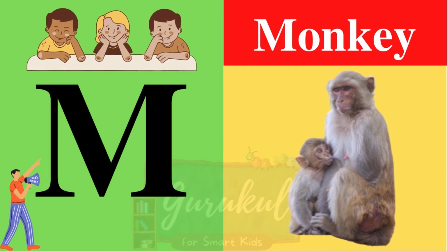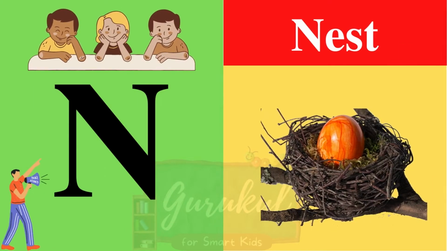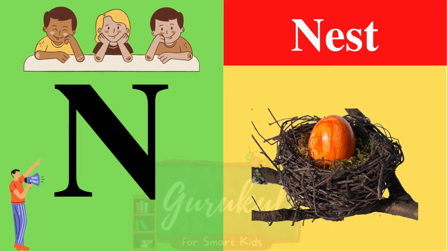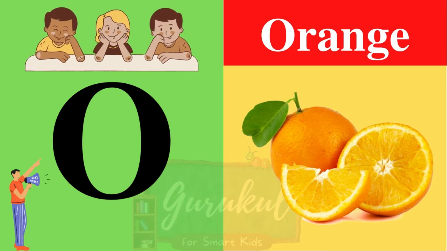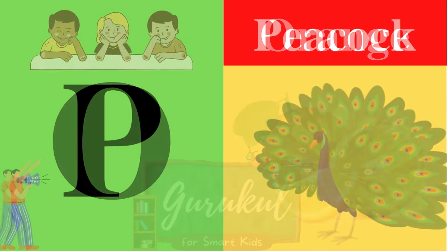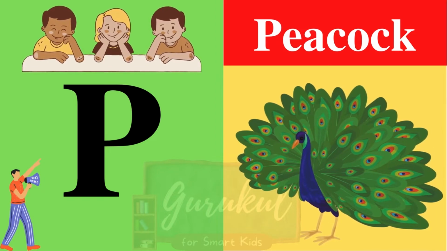M for monkey. N for nest. O for orange. P for peacock.